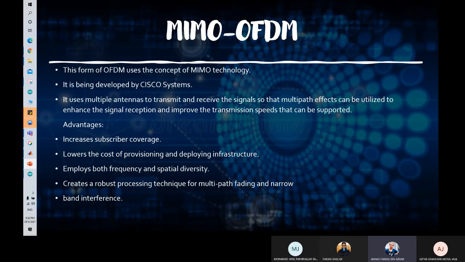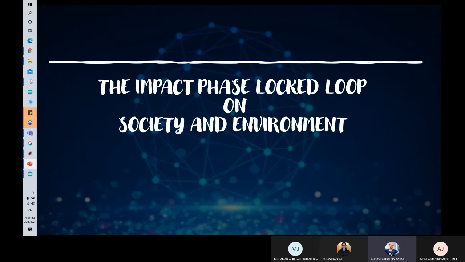So the advantages: it can increase subscriber coverage and lower the cost of provisioning and deploying infrastructure, it employs both frequency and spatial diversity, and it creates a robust processing technique for multipath fading and narrowband interference.